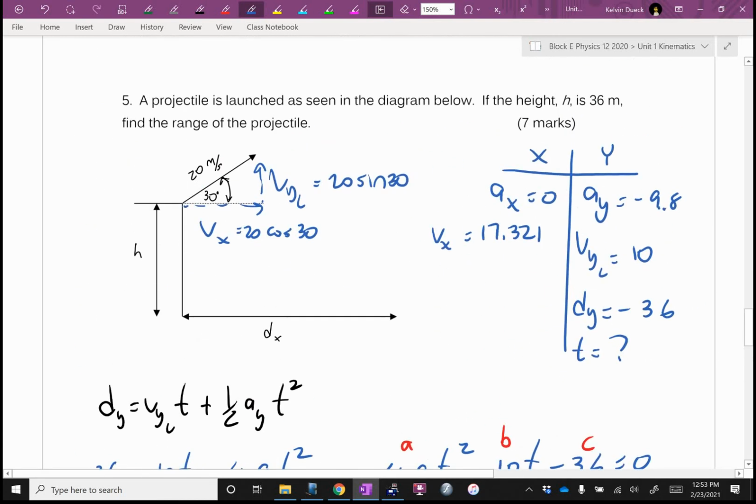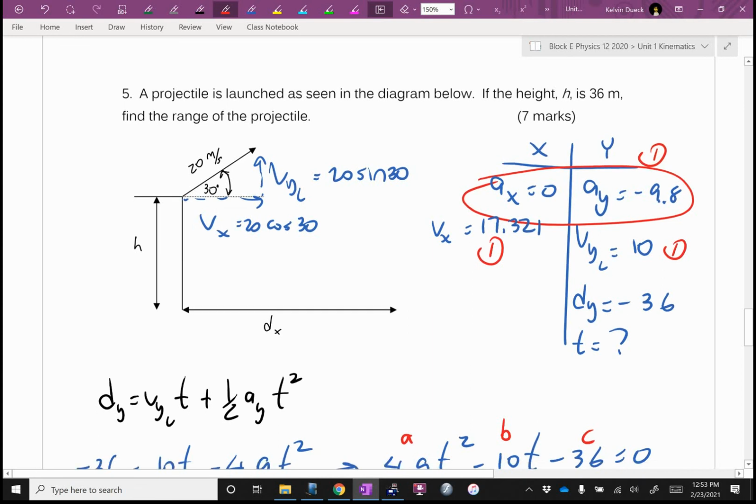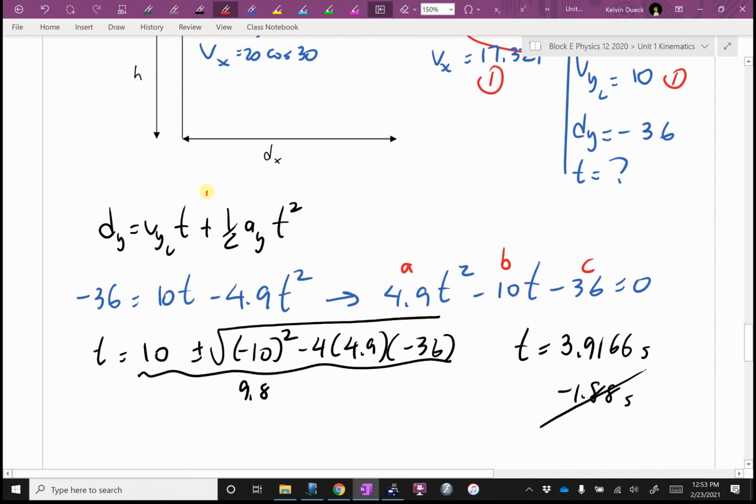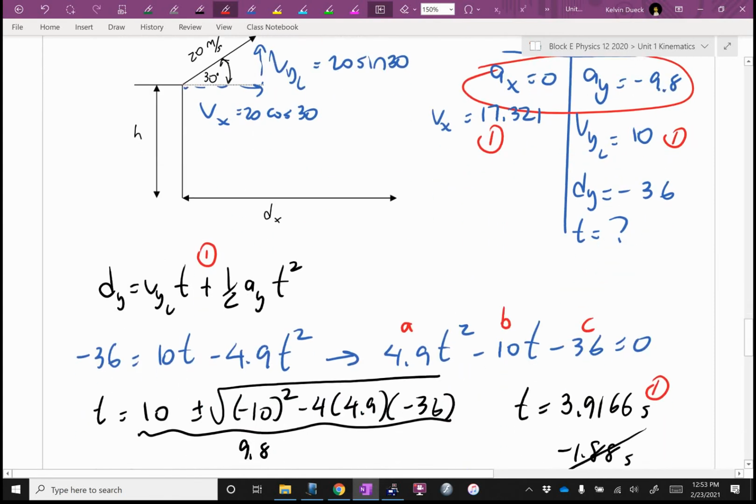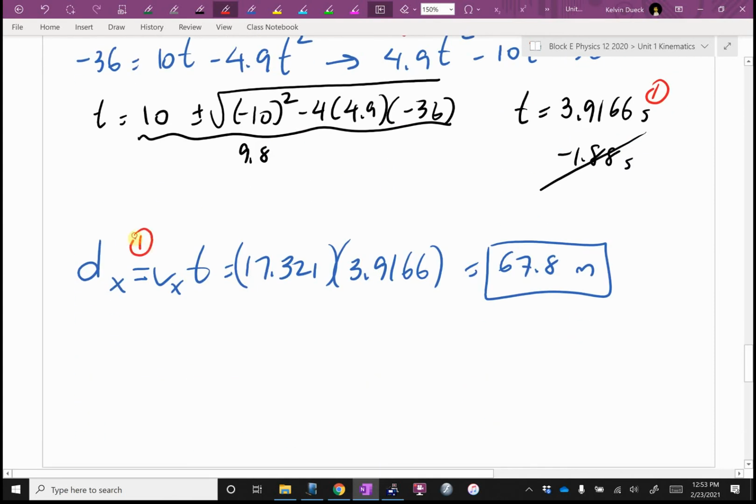Otherwise, I would probably do something like this. Sorry, do it in the chart. I would give you 1 mark if you found Vx, 1 mark if you found Vy. I would probably give you 1 mark if I saw the physics no-brainer, because that's not a no-brainer. You need to know some physics. I would give you 1 mark if I saw that equation. I would give you 1 mark if you found time successfully, whether you used a quadratic solver or the quadratic formula. I don't care. That's 1, 2, 3, 4, 5. I'll give you 1 mark for that and 1 mark for the answer.